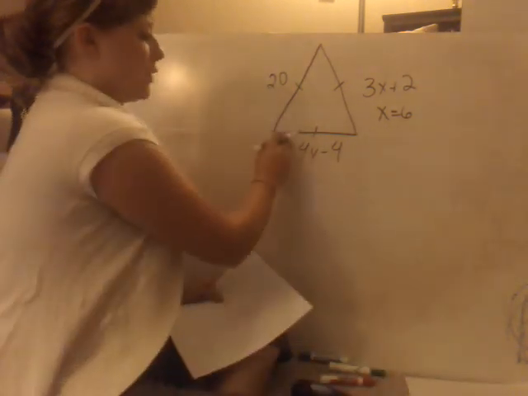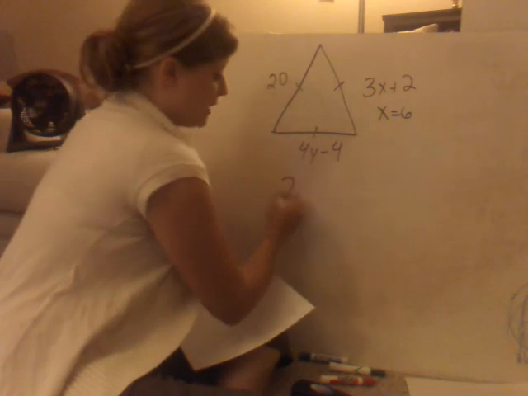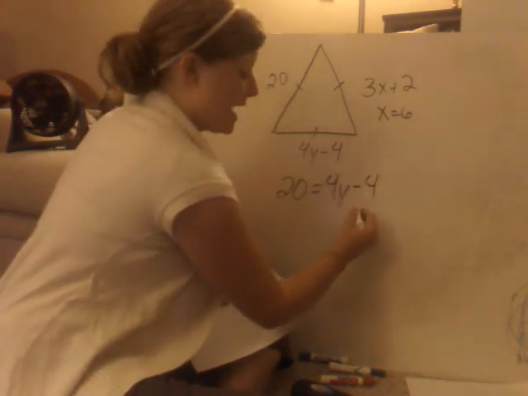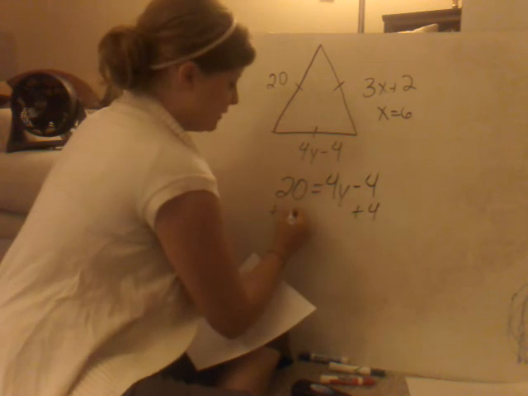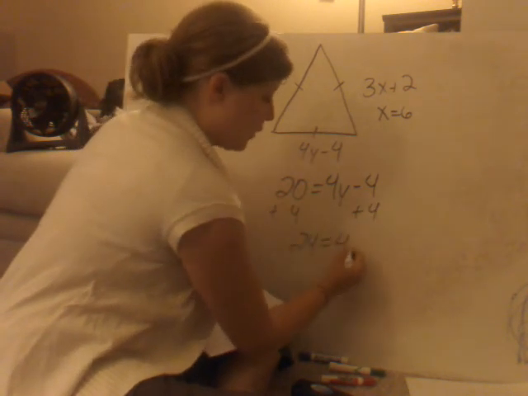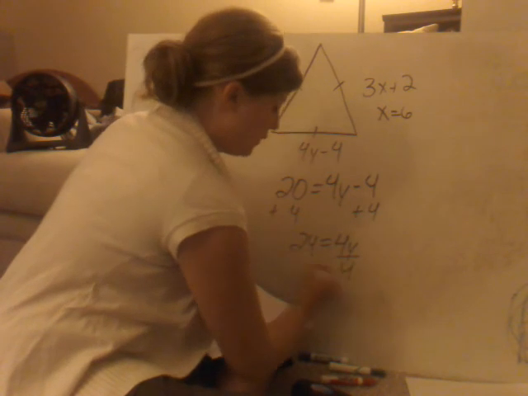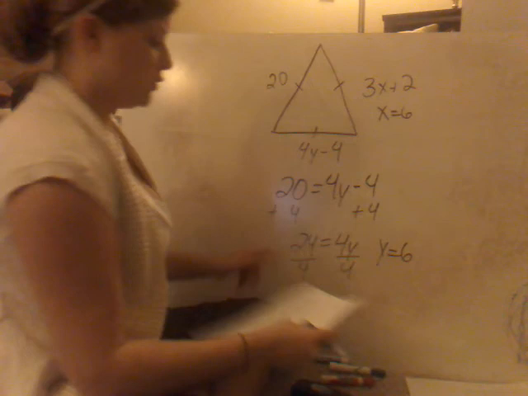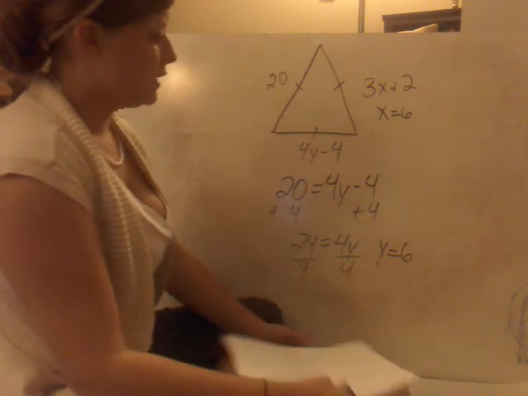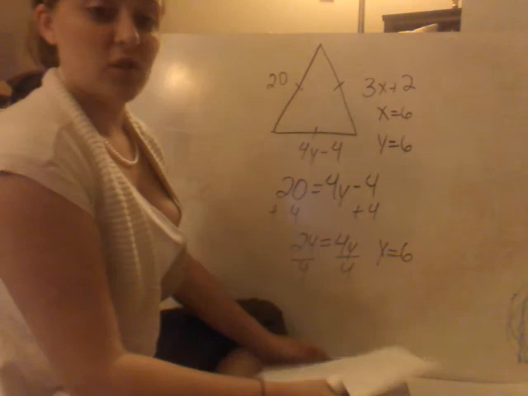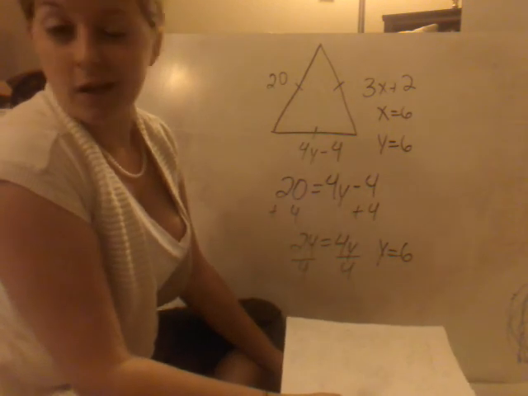Alright, so since this is 20, this is also 20. So I said that my problem is 20 equals 4y minus 4. I add 4 to both sides. So I have 24 is equal to 4y. Divide by 4. Y is equal to 6. Because 24 divided by 4 is 6. So now I have x is equal to 6. Y is equal to 6. Just conveniently worked out that way.